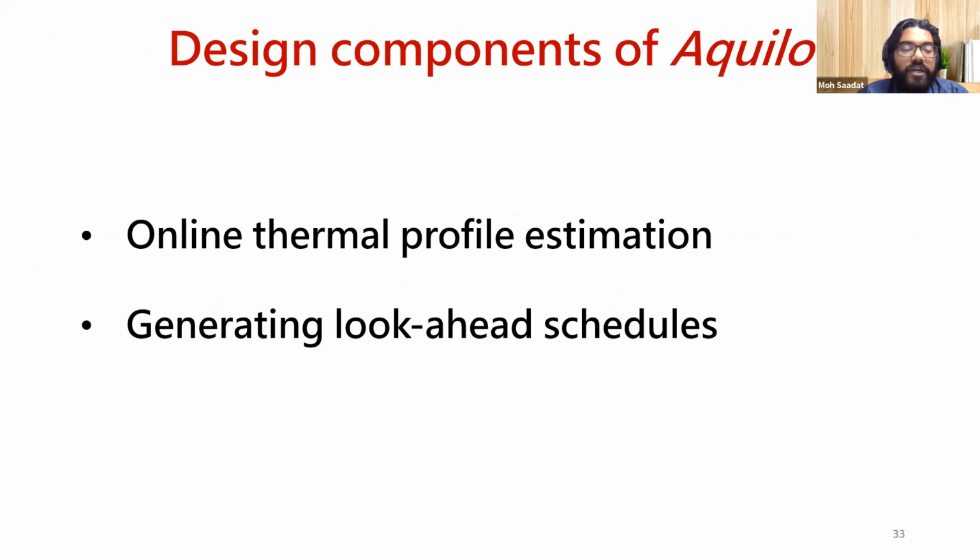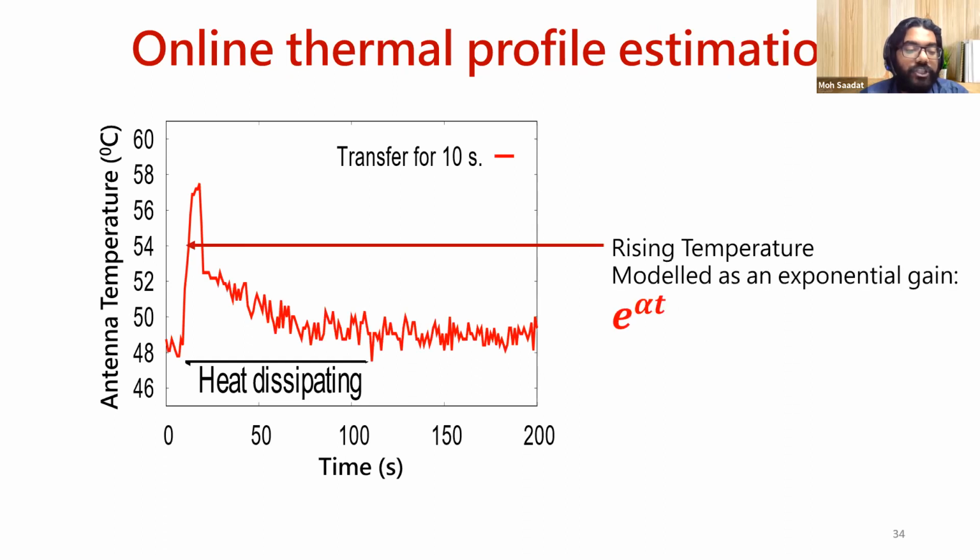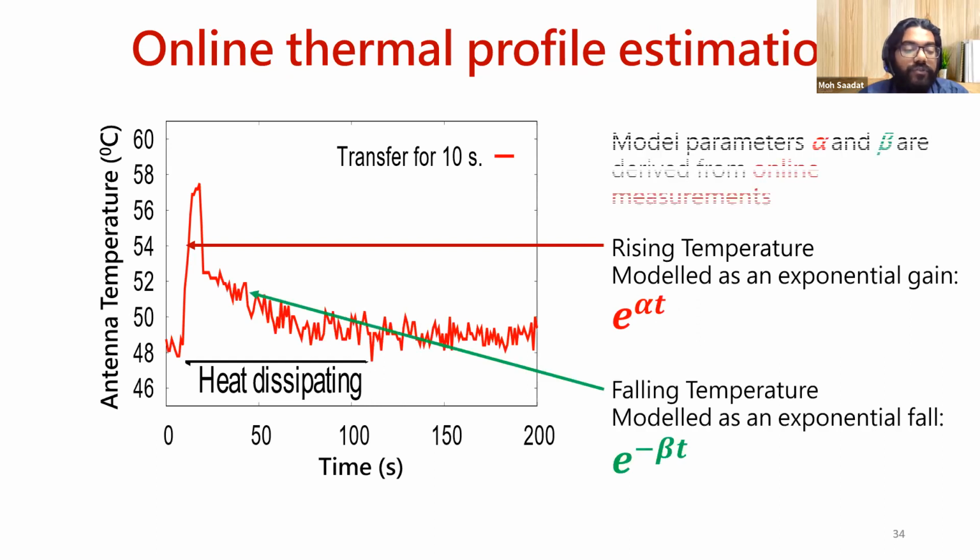These challenges impose us to design Aquila with these design components. Let us see what each of these components achieve. The online thermal profile estimation is the estimation of how temperature at each of the multiple antennas rises during transfer or falls during idle period. Our investigation revealed that this rise and fall can be modeled with separate exponentials, an exponential gain for the section with data transfer and an exponential fall for the section in idleness. The model parameters in Aquila are derived from online measurements of both the active and the resting antennas in the background.